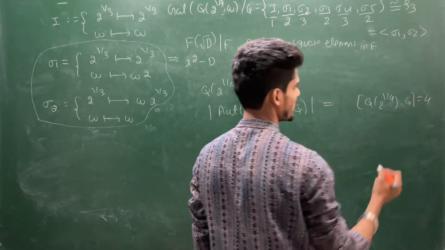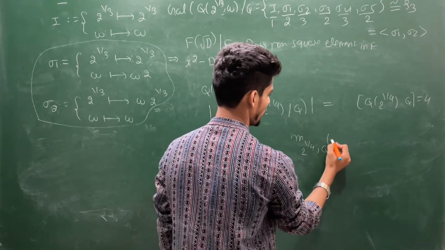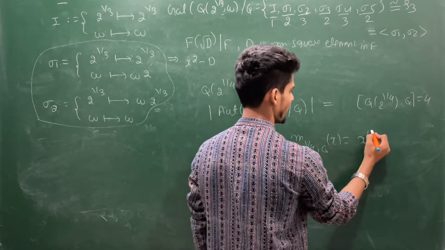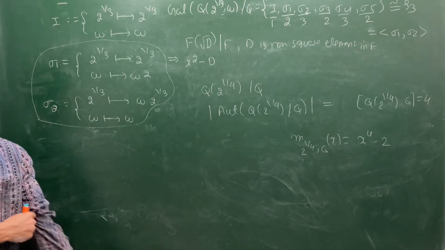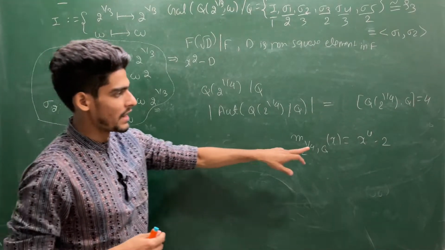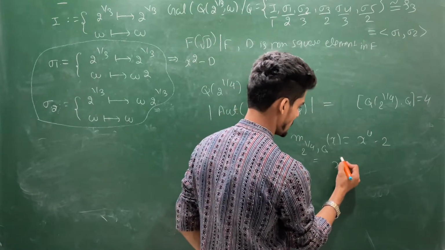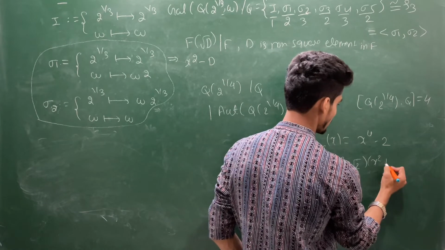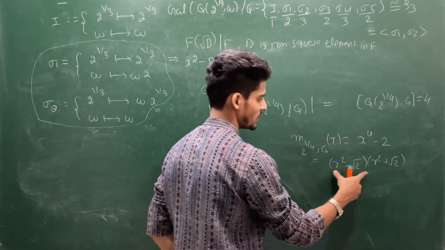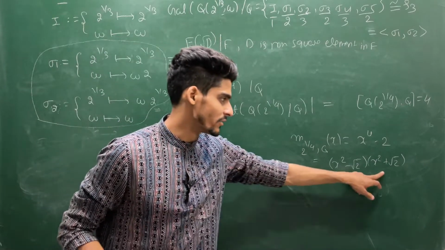The degree of this extension is 4, because the minimal polynomial for 2 power 1 by 4 over Q is x power 4 minus 2, and this is irreducible by using Eisenstein criteria. You can have the factorization x square minus root 2 times x square plus root 2. This will give you 2 rational roots, but this will give you complex roots.